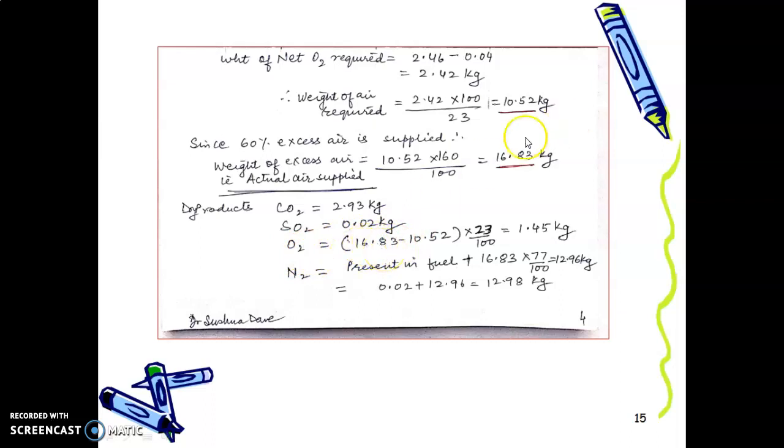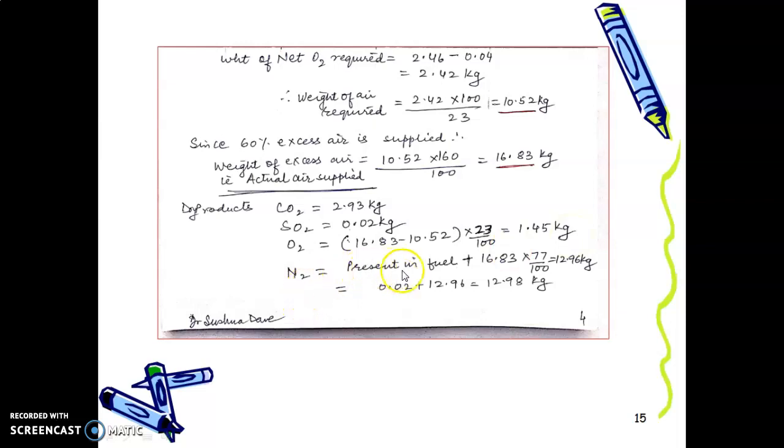Excess air is the actual air supplied, that is 16.83 kg, minus the oxygen needed, 10.52 kg, multiplied by 23 upon 100. We only require oxygen in the minimum or required quantity; whatever amount is left is eliminated as exhaust. So the dry products will have oxygen as waste, that is 1.45 kg.